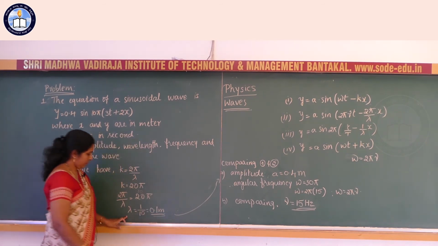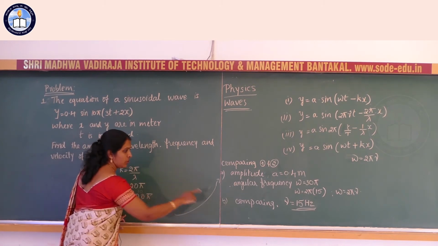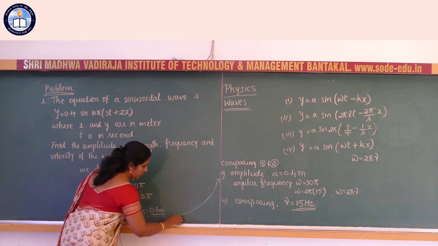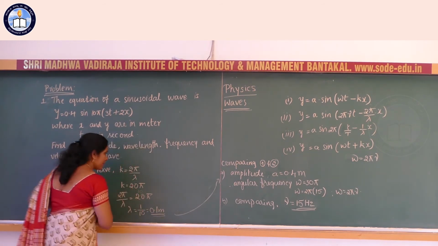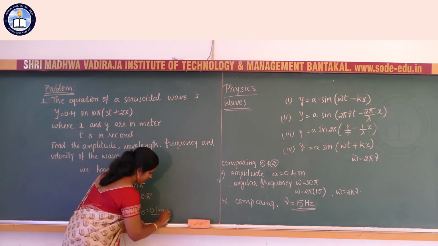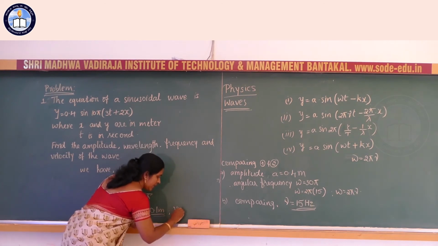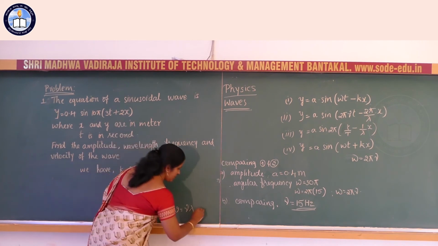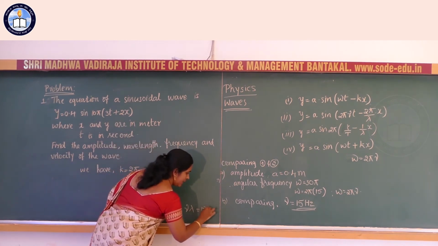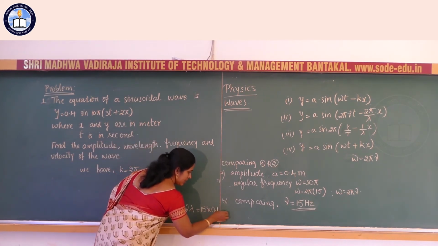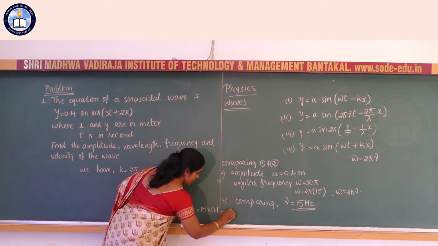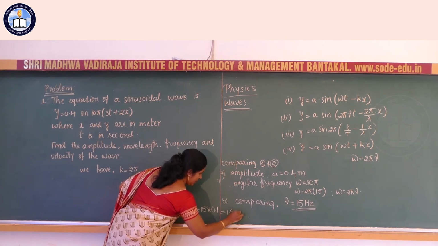Now, we know frequency, we know wavelength, we can calculate wave velocity. Wave velocity is, we have the relation v is nu into lambda. Nu is 15 hertz, lambda is 0.1 meter. Therefore, wave velocity is 15 into 0.1, or this is 1.5 meter per second.